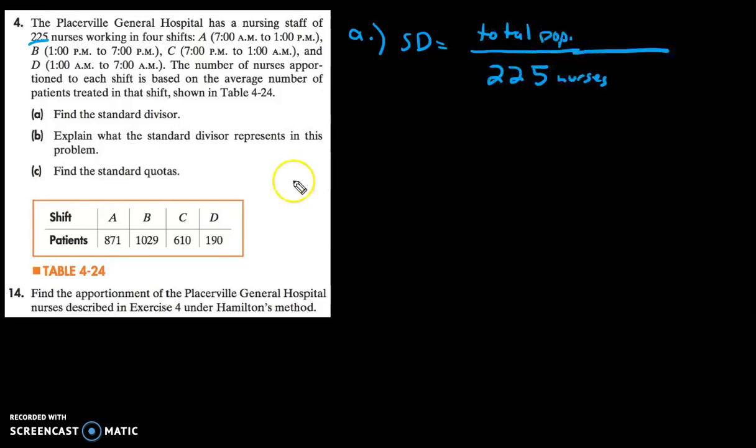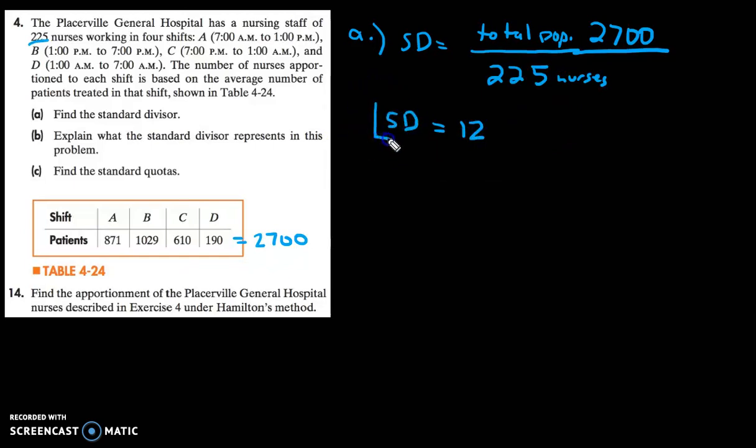So first thing we have to do is figure out, well, what is the total average number of patients? If I add up these four numbers, it gives me 2,700 patients on average per day that are split up between four shifts. So my standard divisor is 2,700 divided by 225, which gives me 12.